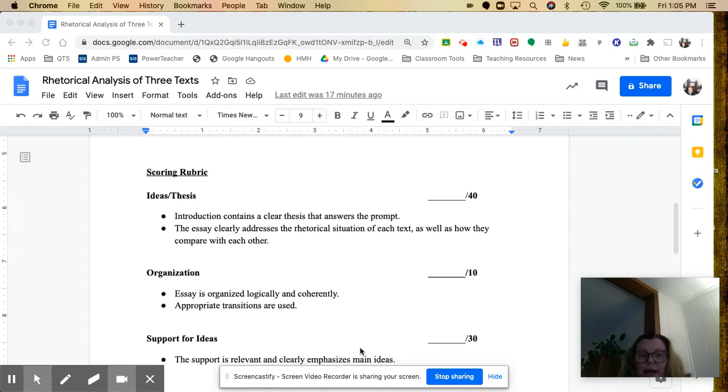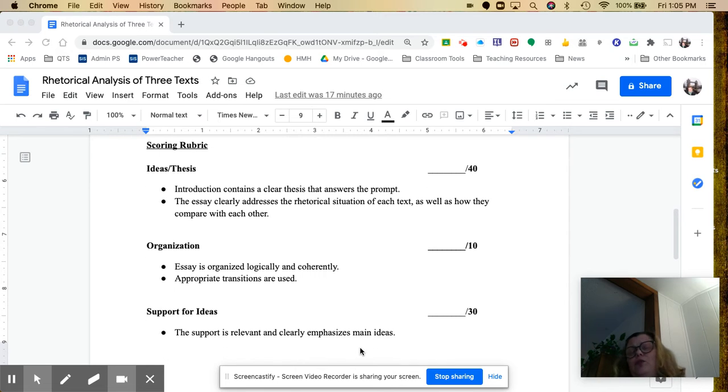The scoring rubric. Now, I'm going to give you a score based on the AP, but then your score for the paper, as it will go in the grade book, will be thus. So your ideas and your thesis, that's worth 40 points. So that's the introduction, contains a clear thesis that answers your prompt. And remember, you're going to be wanting to look at an open thesis here, okay? If you get too specific, it's going to close you off. The essay clearly addresses the rhetorical situation of each text, as well as how they compare with each other.